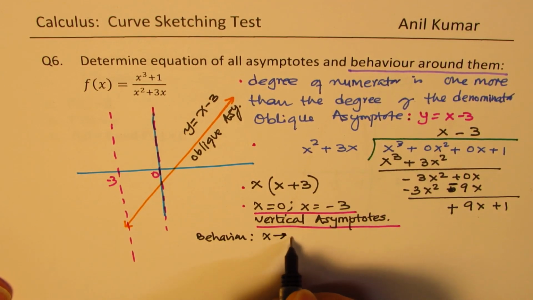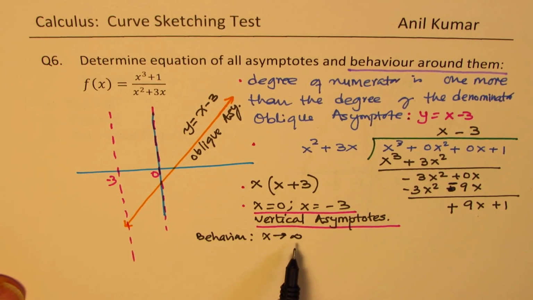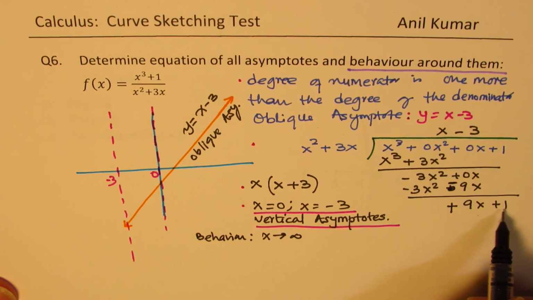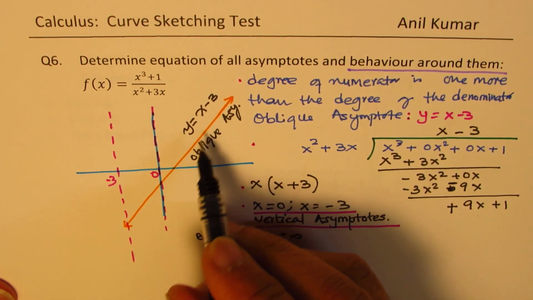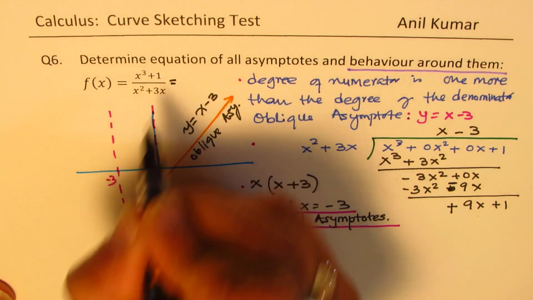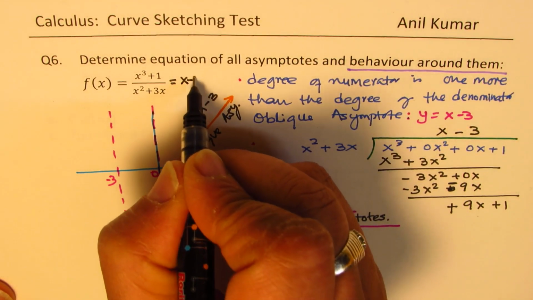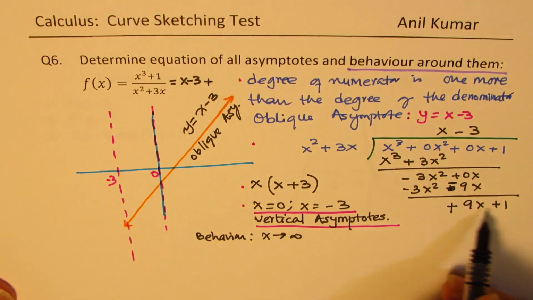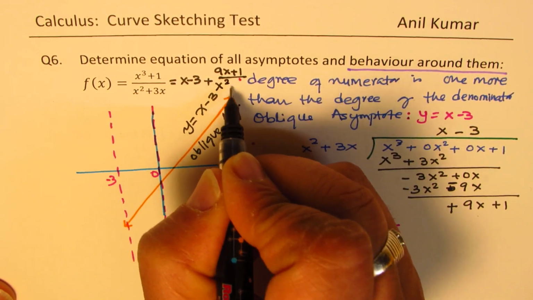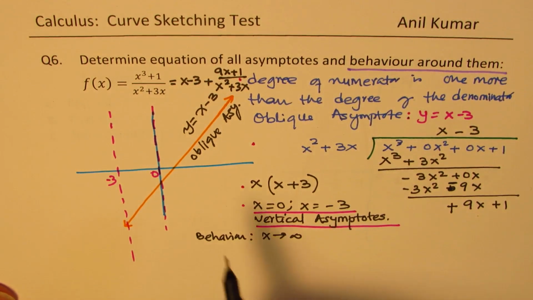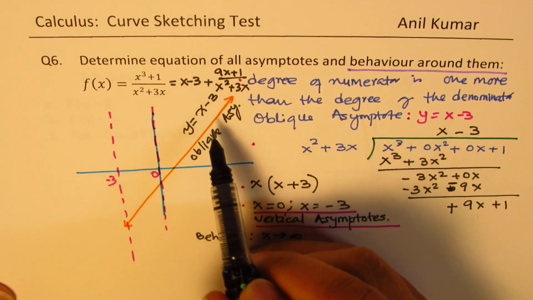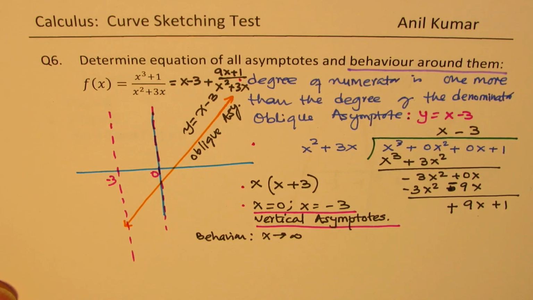So we say when x approaches infinity, a large positive value, in that case the remainder is positive, right? So 9x plus 1 is positive. So basically, you could write this function as x minus 3 plus 9x plus 1 over x squared plus 3x, correct? So when x is large, we are adding something to the line. This is positive, right? We are adding something to the line. So that means you're approaching from the top.